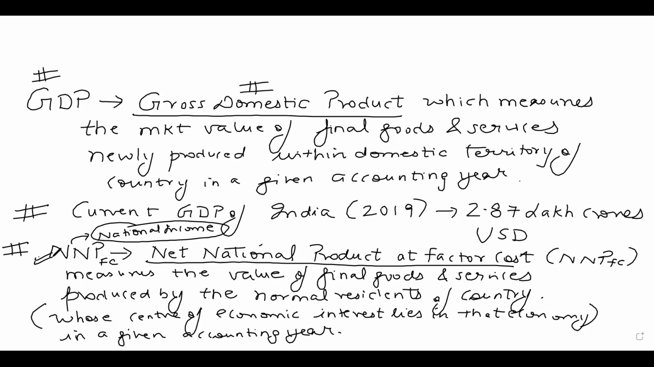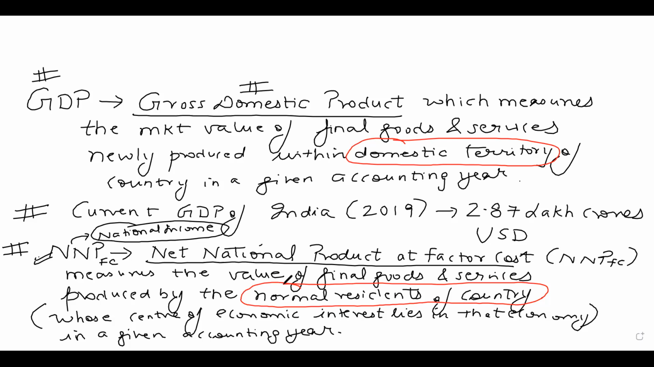So when calculating the GDP, what matters is the domestic territory. So I am underlining it. When calculating national income, what matters is the normal residents of the country. Now, you can be a resident of your own country and a citizen of your own country. But you can also be a citizen of your own country, but resident of some other country.